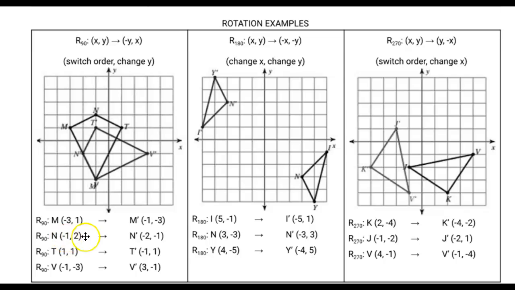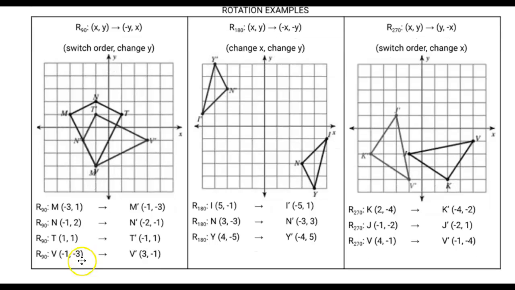Same thing here, (negative 1, 2): we're switching the order, so it becomes 2 in the front and 1 in the back. And then this y value starts off at positive 2, it becomes negative 2. The twist comes in with (negative 1, negative 3). Remember, we're switching the order, so this negative 1 goes to the back and the negative 3 comes to the front. But notice, we're starting off with a y value that is negative, and we change y to its opposite sign, which is positive.